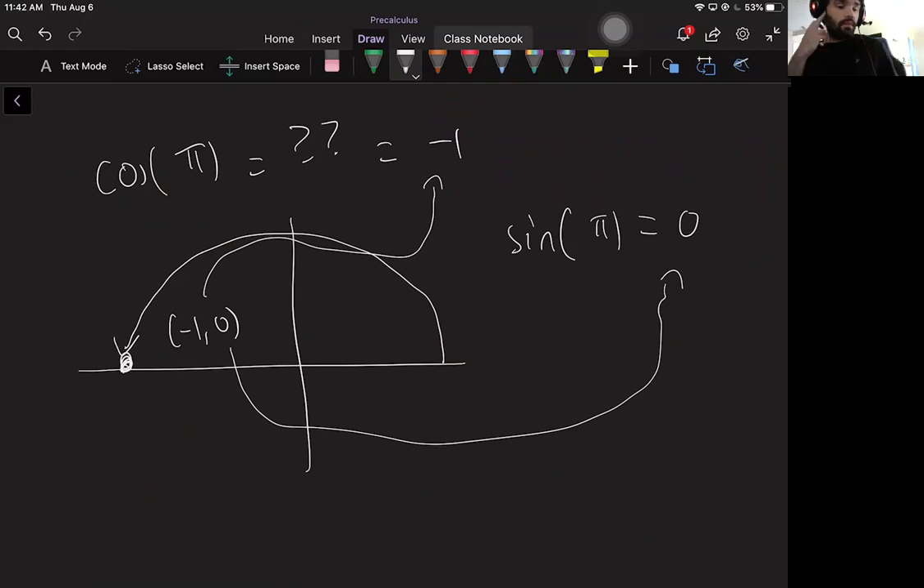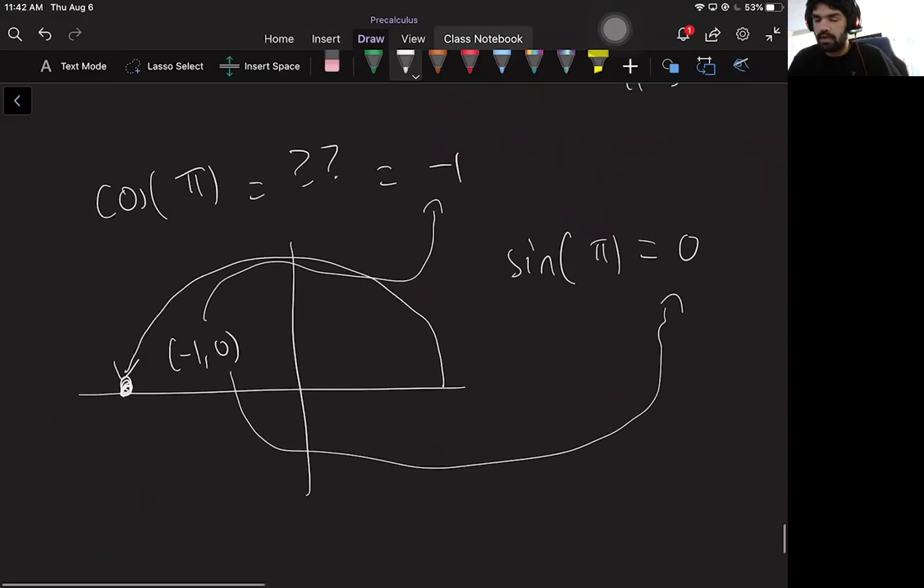Okay, so that's about it for today. You just have to do lots of practice calculating these things and understanding the unit circle as best you can.